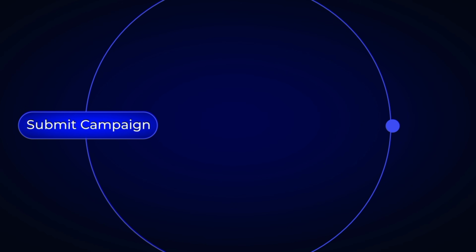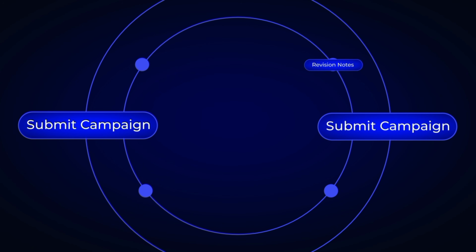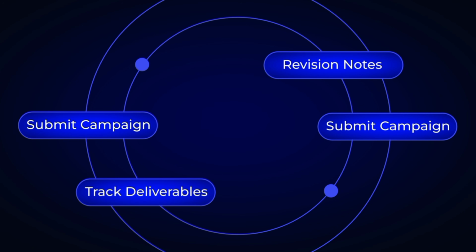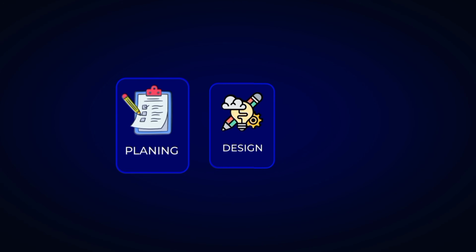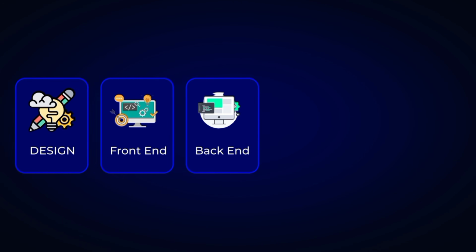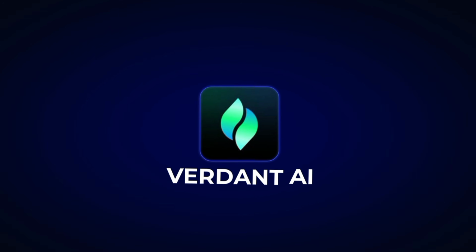So today, I'm building something I genuinely need: a complete creator brand deal portal system where brands can submit campaign details, approve content, leave revision notes, track deliverables, and check payment status, all in one place. Normally, building this would require planning, design, front-end, back-end, and testing. But instead of hiring an entire team, I'm using Verdant and its multiple AI agents to see whether one creator problem can become a real working product.